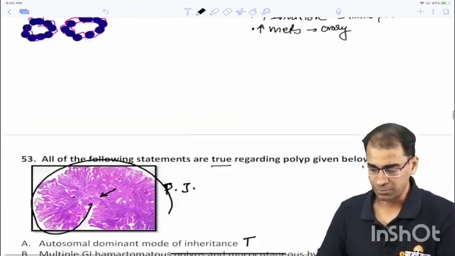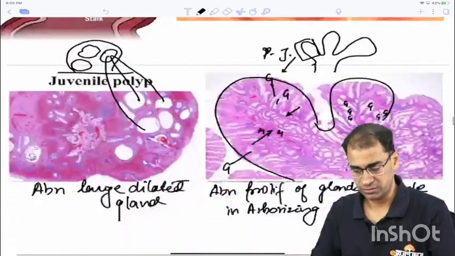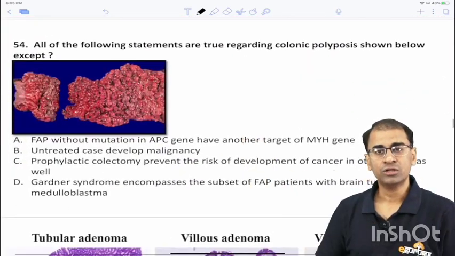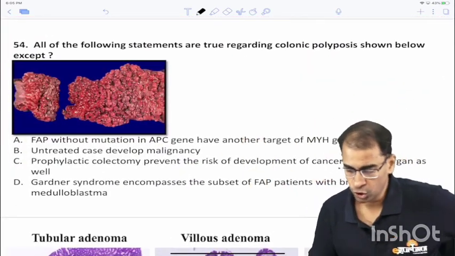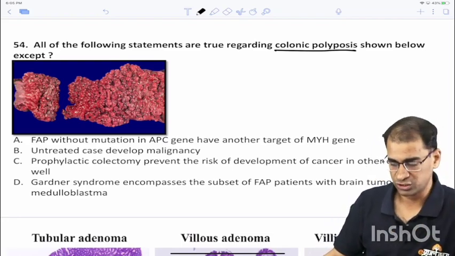Let's now move to the next type, which is adenomatous polyp. What about this? So we have a next question here. The following statements are true regarding colonic polyposis shown below, except. Look at this huge number of polyps here.